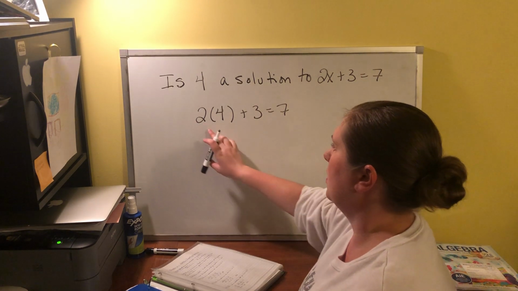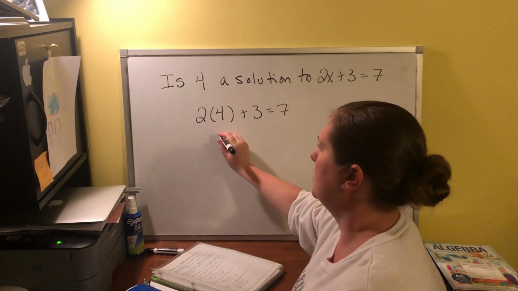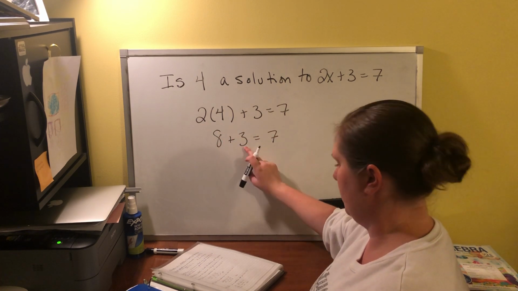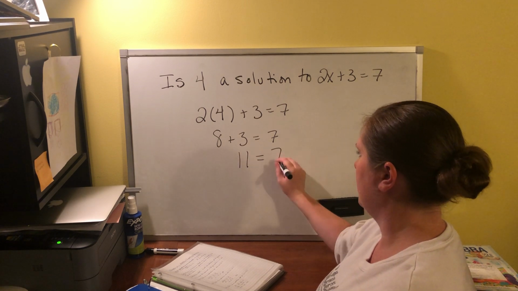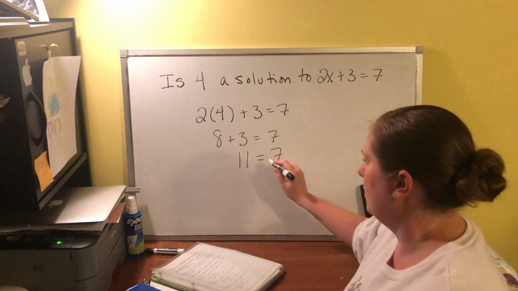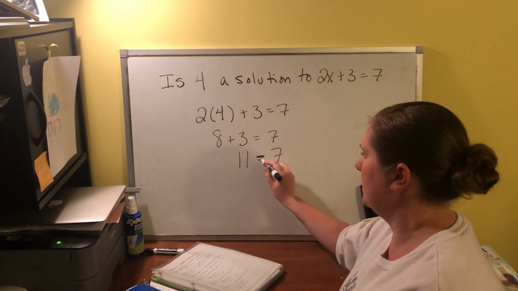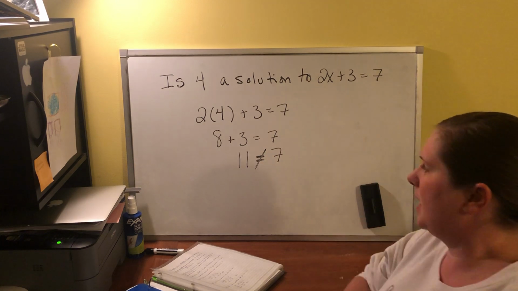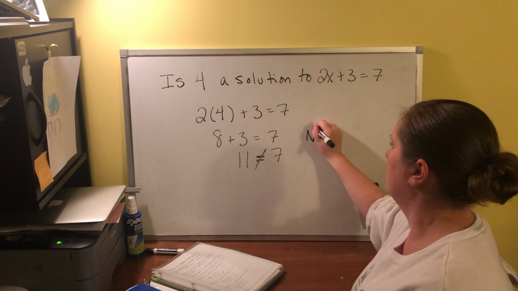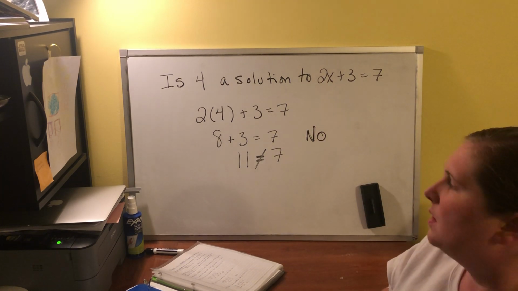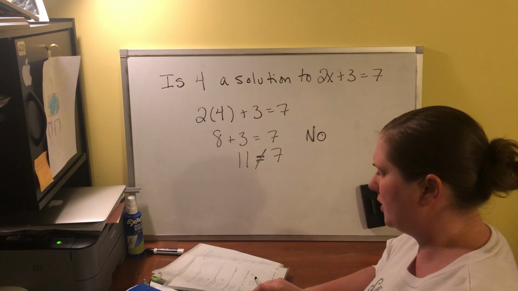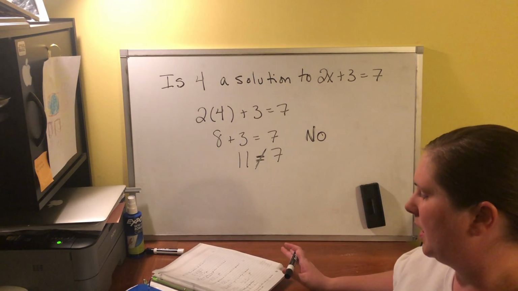Now we're going to go ahead and solve. So order of operations, we're going to multiply. 2 times 4 is 8, plus 3. Then we're going to add: 8 plus 3 is 11. 11 equals 7. Well, we know that's not a true statement. So if you recall, we've talked about this equal sign with a slash through it. That means not equal to. So our answer is no. 4 is not a solution, okay? So that's the first section of problems that they're going to ask you to do.